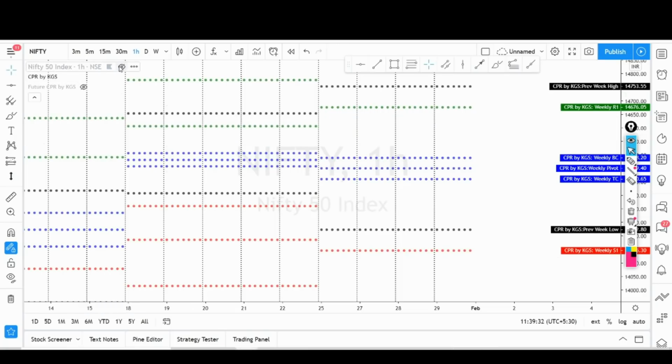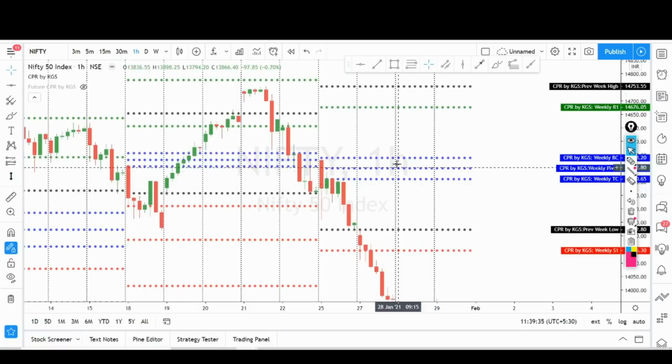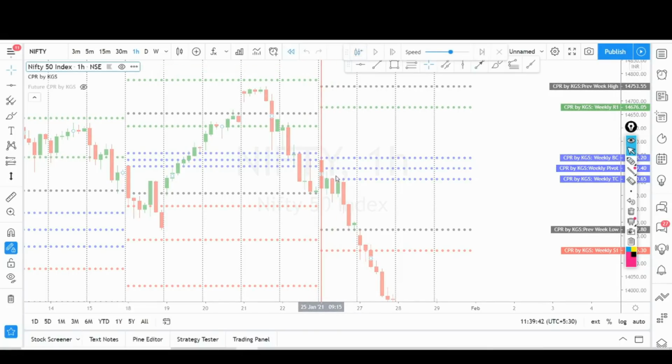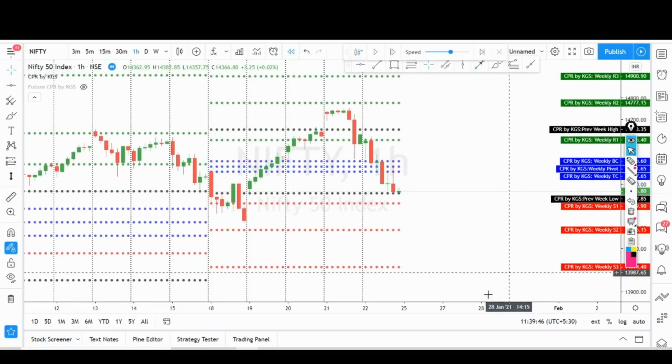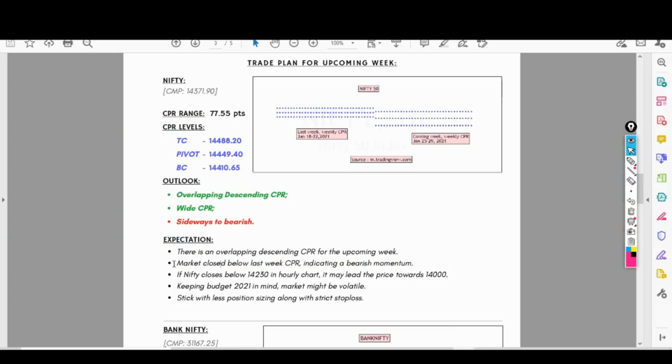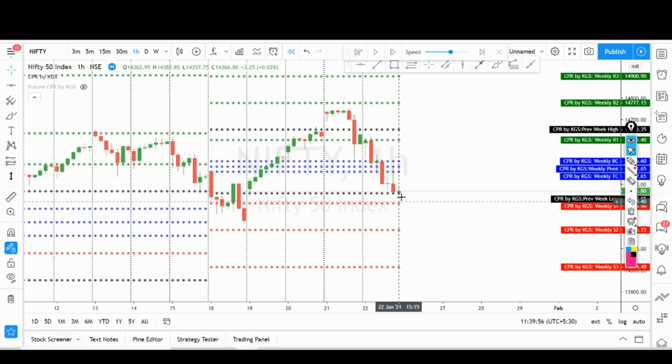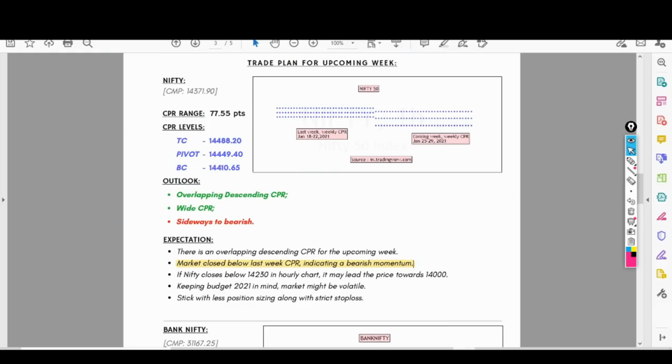Let me go back and show you the chart. So we are looking at the previous week, right? So let me go to action replay and skip the previous week. If you look at this chart as well as my point, I have given here that the market closed below last week's CPR, indicating a bearish momentum. So here, if you see the earlier week, on 22nd January, the market is closing here, which is below the CPR. And what is my next point?